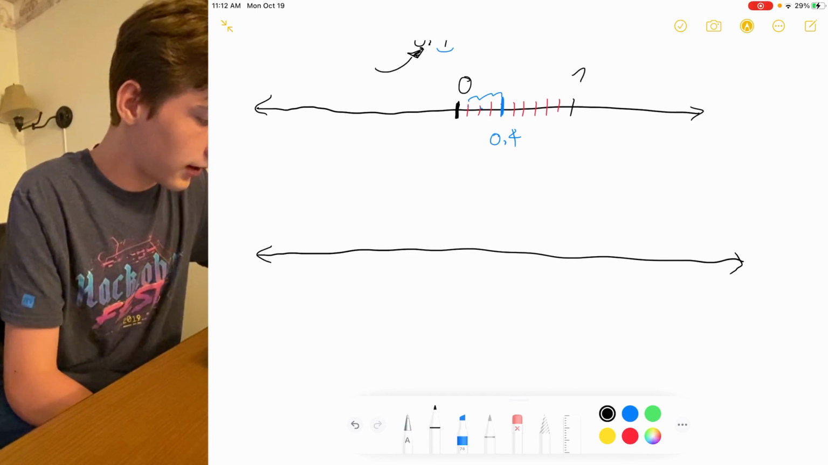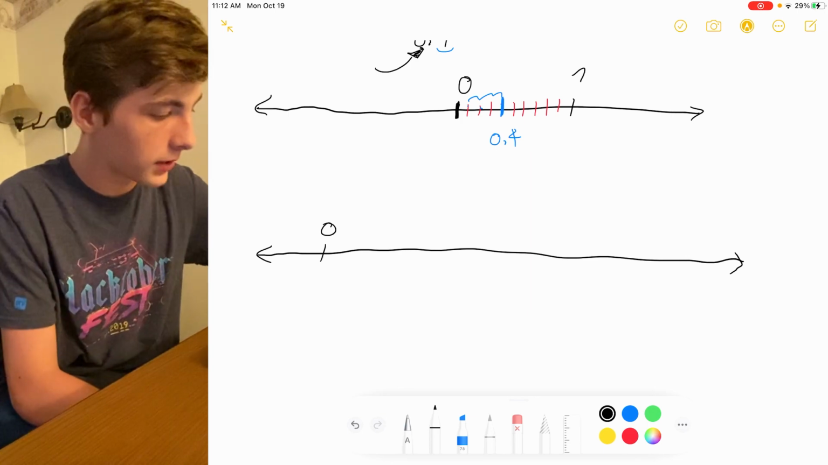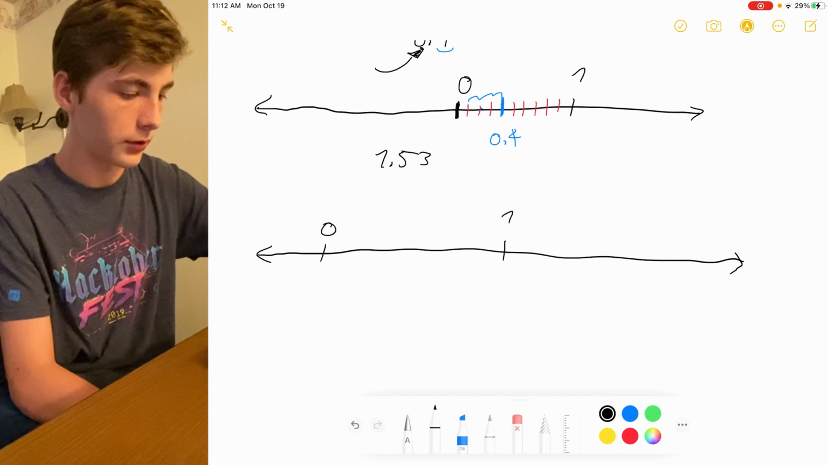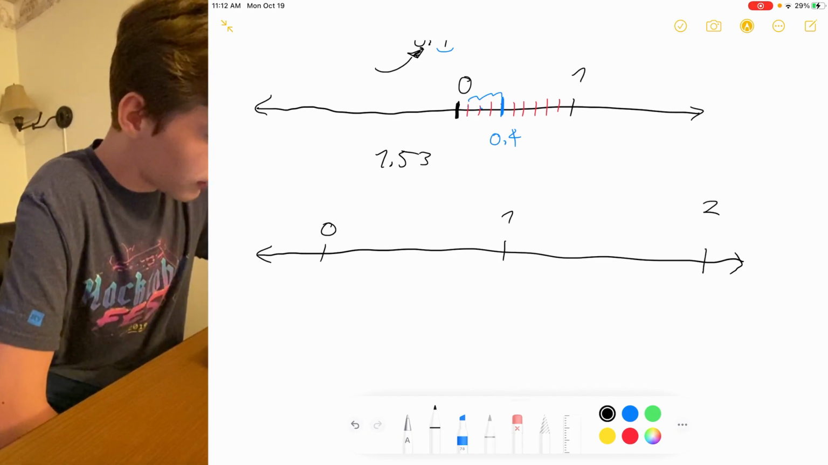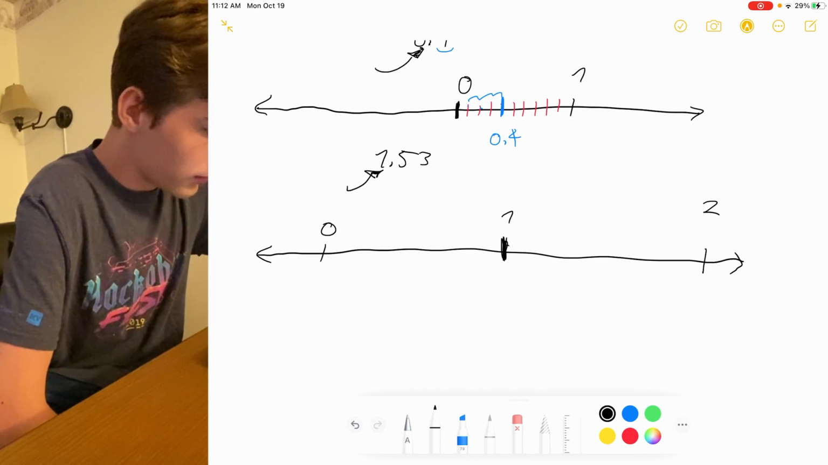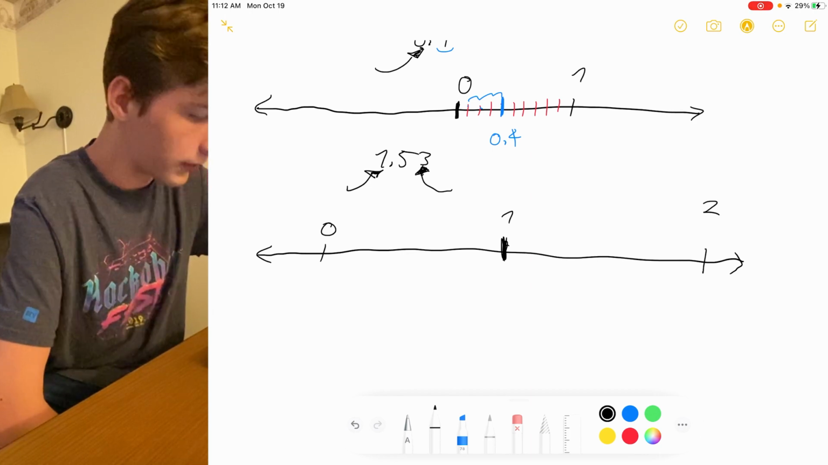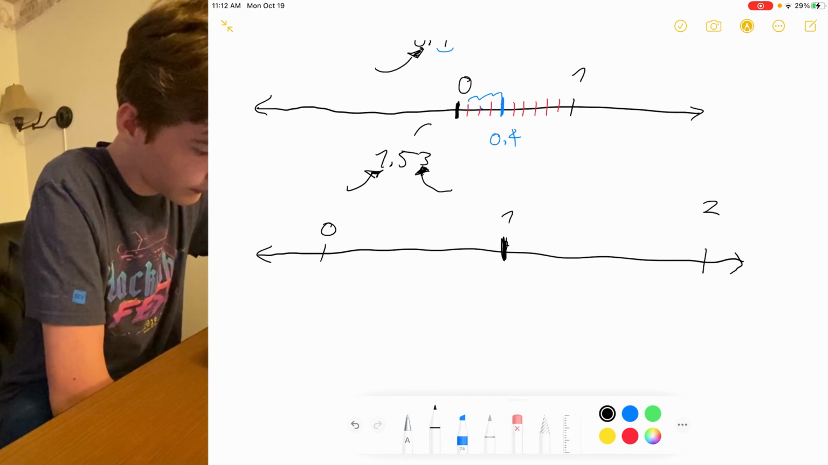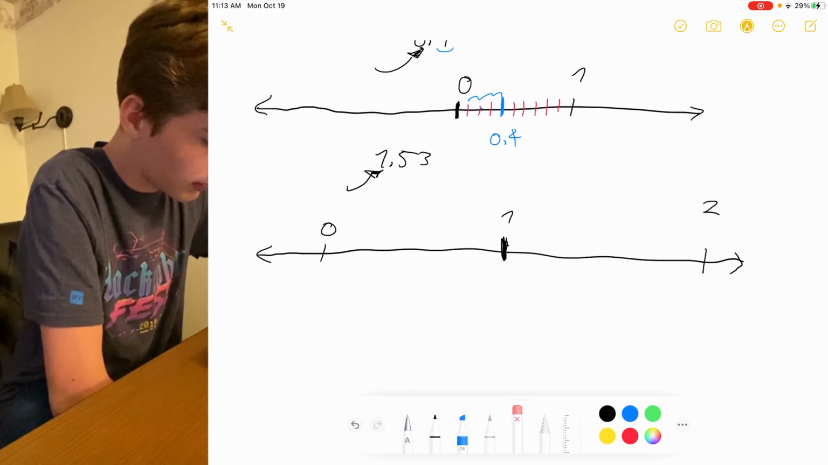So let's say I'm going to put 0 way back here for this one. Let's say we have the decimal 1.53. I'm going to put 1 here. I'm going to put 2 here. So we start with that number in front. We're going to go to 1 here. And then we're going to go to this number and we're going to say, okay, that's how far we're going after 1. So first, let's actually start with the 5, because we're just going to go from left to right with these digits.